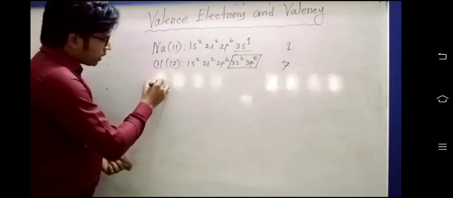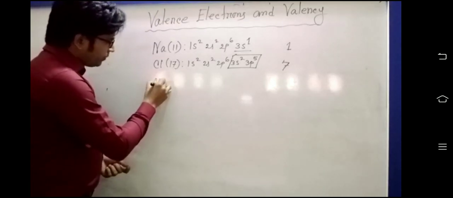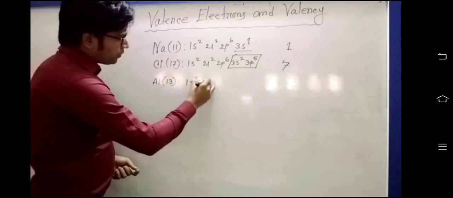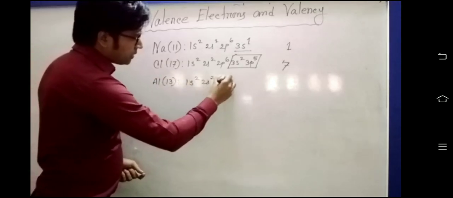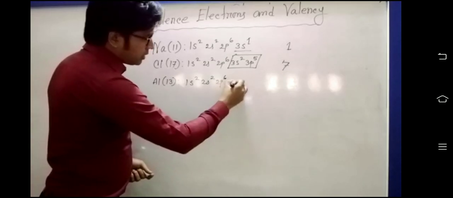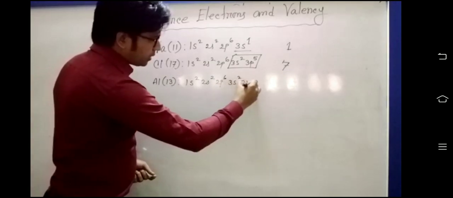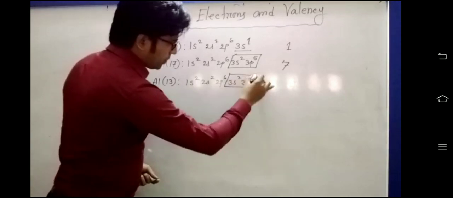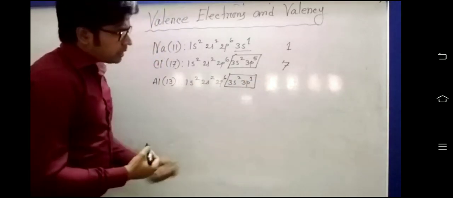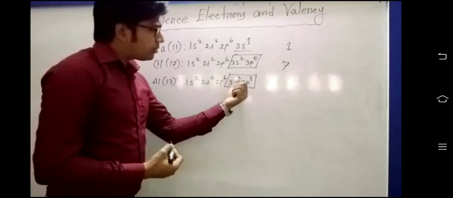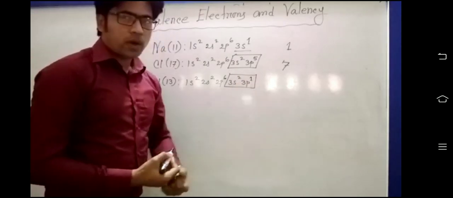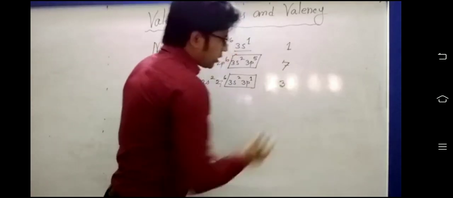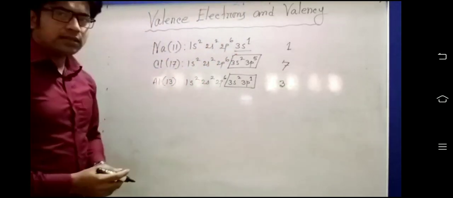Again, if we write the electronic configuration of aluminium, the atom number of aluminium is 13. So 1s2, 2s2, 2p6, then 3s2 and 3p1. Here the outermost principal energy level is 3. In s there are 2 electrons, in p there is 1 electron. Total 2 and 1, that is 3. So the valence electron number of aluminium is 3.